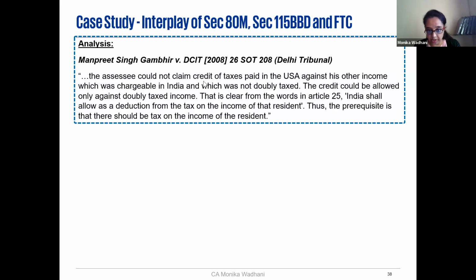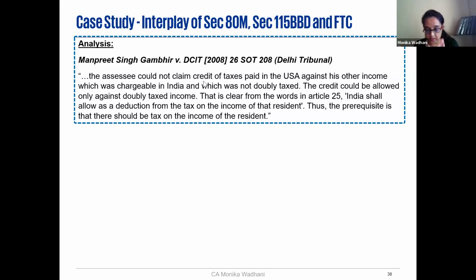So the question really here is that, as I said, the model convention DTAA article on elimination of double taxation is divided into two parts. The first part reads that income has to be doubly taxed in accordance with the provisions of the treaty, and then it talks about the credit mechanism. So when it talks about the first mechanism, which is in accordance with the provisions of the treaty, you have to see, if the FTS clause is absent and withholding is done, whether you can say this income is doubly taxed in accordance with the provisions of the treaty.